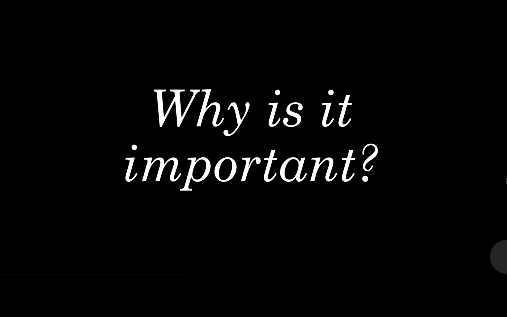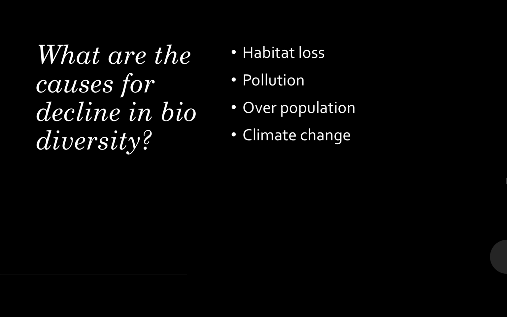So, what are the causes for the decline in biodiversity? Habitat loss is one of the biggest threats to biodiversity. It's also the number one reason why species will go extinct. Cutting down trees, changing river flows by creating dams, or throwing waste in the sea are examples of habitat destruction.